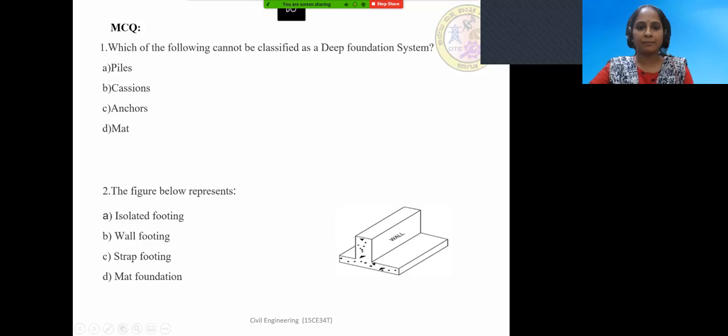Okay, you have to see the picture and say what it is. The picture below represents... See this picture. I'll give you the options. Option A, isolated footing. Option B, wall footing. Option C, strap footing. Option D, mat foundation.